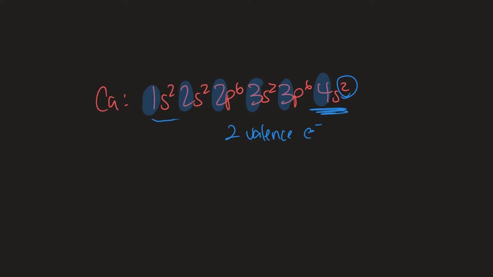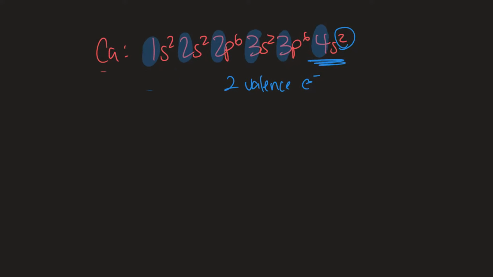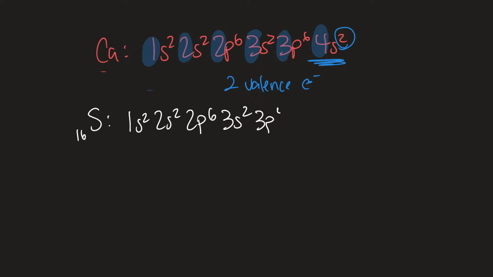Okay, so that's how you'll figure this out. Let's do another example. Let's consider the atom sulfur. The neutral atom has 16 electrons in this case. So sulfur is 1s2, 2s2, 2p6, 3s2, 3p4. Now we need to figure out how many valence electrons the atom of sulfur contains.